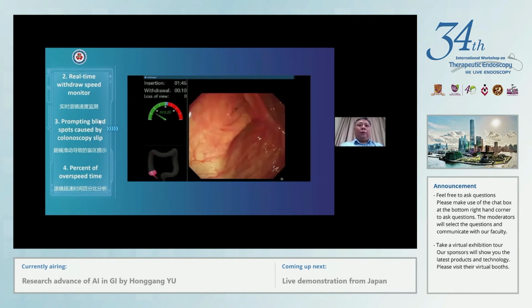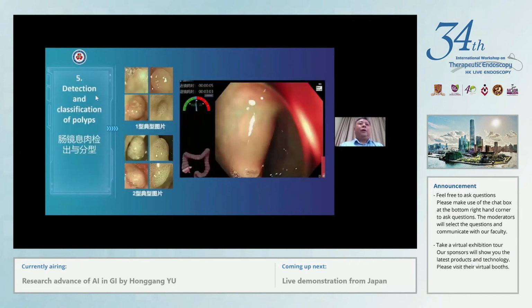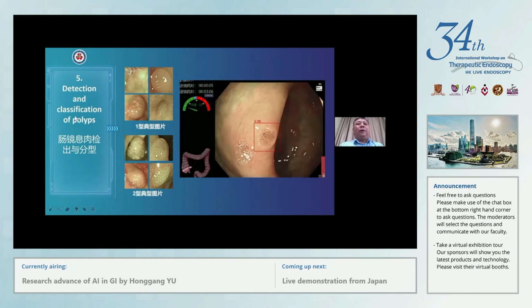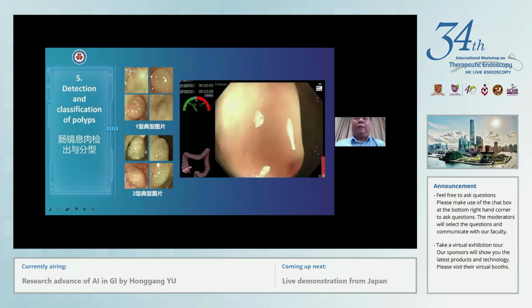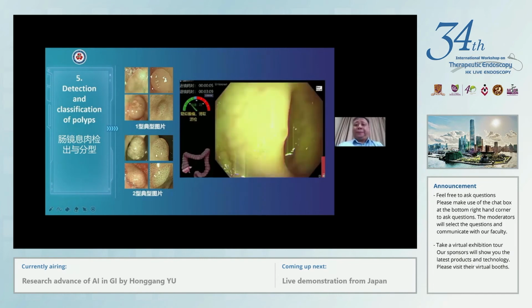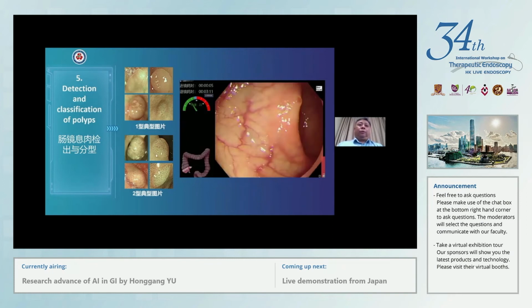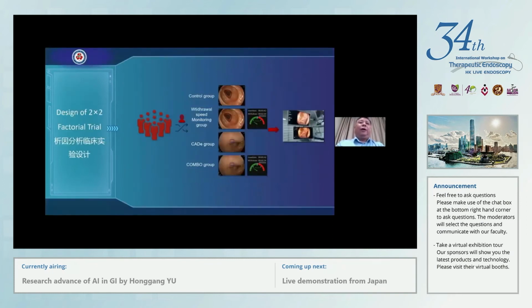And we also have the function to detect the polyp and classify whether it is an adenoma. We have achieved a very good result, and I want to share this result with you. We have organized a clinical trial.